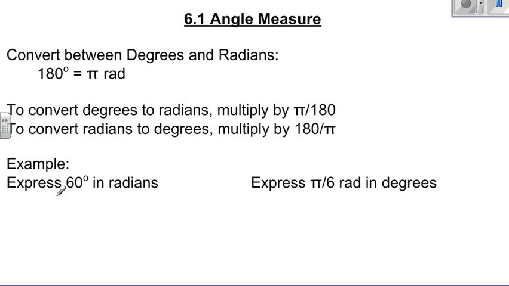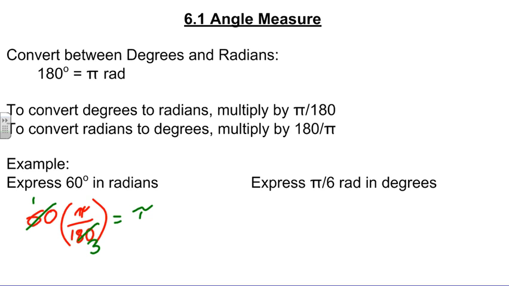So 60 degrees, convert that to radians. So we're going to take 60 degrees, convert degrees to radians. We're going to multiply by pi over 180. It's best to reduce first. So 60 and 180 can both be divided by 60. It goes in 3 times. So that's pi over 3.